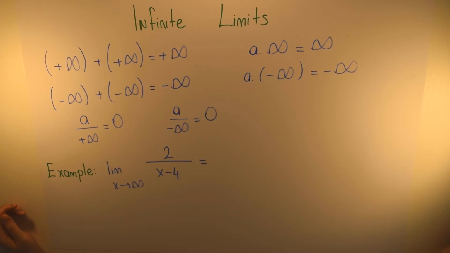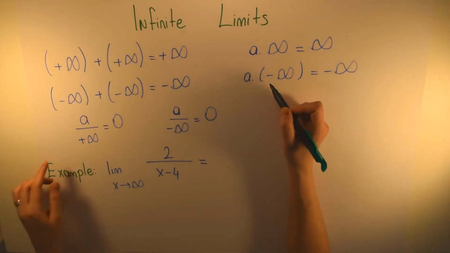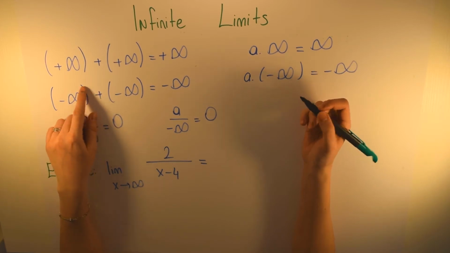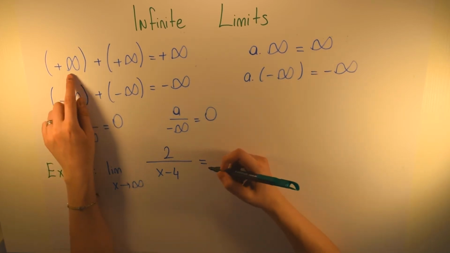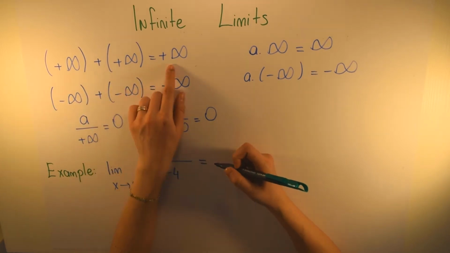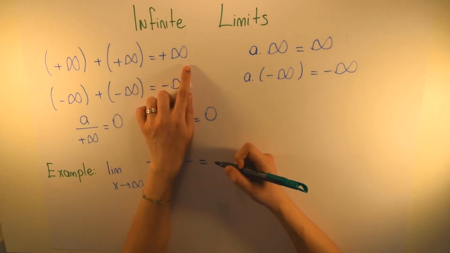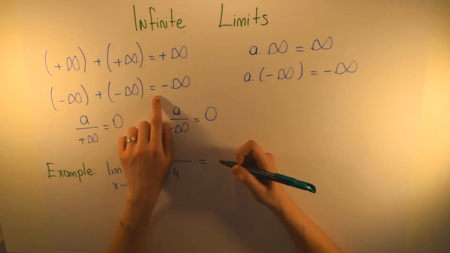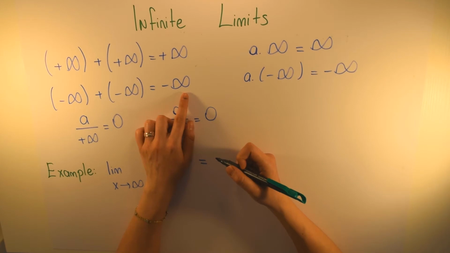Now let's continue with infinite limits. First we need to know these basic rules about the sign of infinity. So let's look at them. Positive infinity plus positive infinity is equal to positive infinity. Same thing, negative infinity plus negative infinity is also equal to negative infinity.